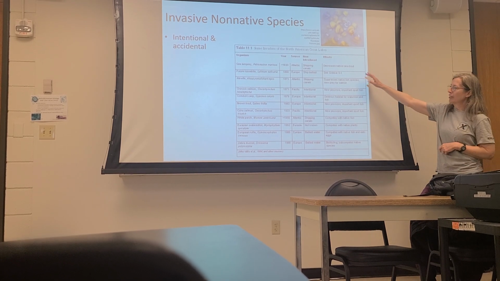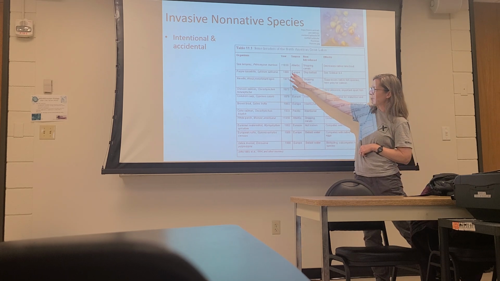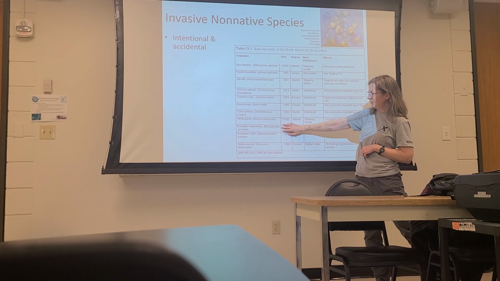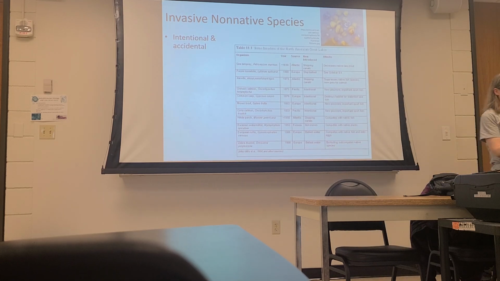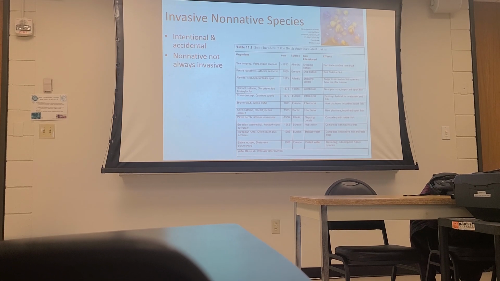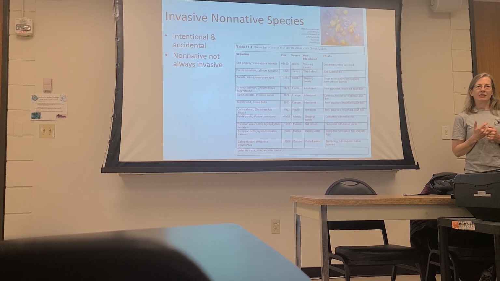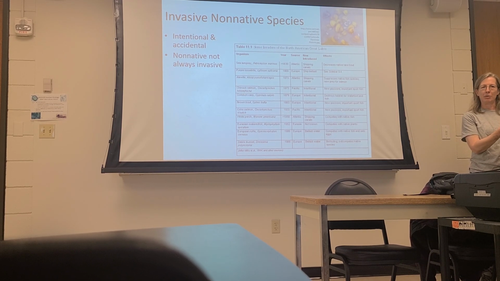And these are just invaders in the North American Great Lakes. We've got some fish, we've got some plants, and the zebra mussel, which is a big stinker in the Great Lakes. And non-native does not always become invasive. The rule of thumb that I've seen is that about 10% of introduced species survive, but only about 10% of those that survive become invasive. So about 1% of your original introduced species can become invasive.